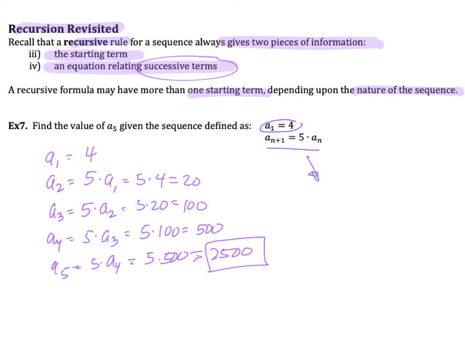Now some of you might have thought, oh, a sub 1 is 4, all I'm doing is a geometric sequence. I'm multiplying by 5. I would get 20. Then I would get 100. Then I would get 500. And I would get 2,500. So that is exactly what we did.